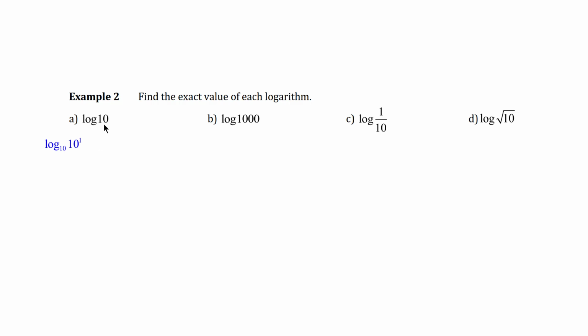And this 10 here has an invisible exponent of a 1. We can use property number 2 to simplify this logarithm. This would simplify to the value of 1.